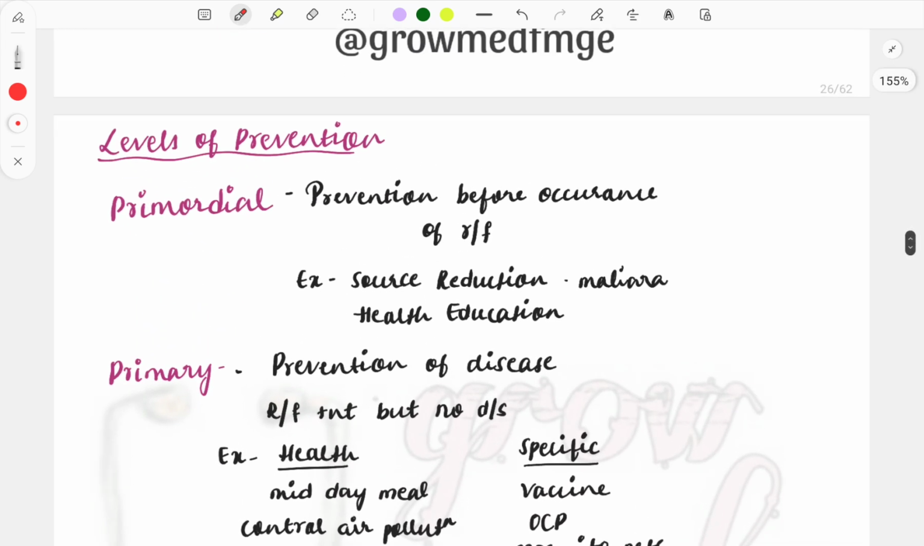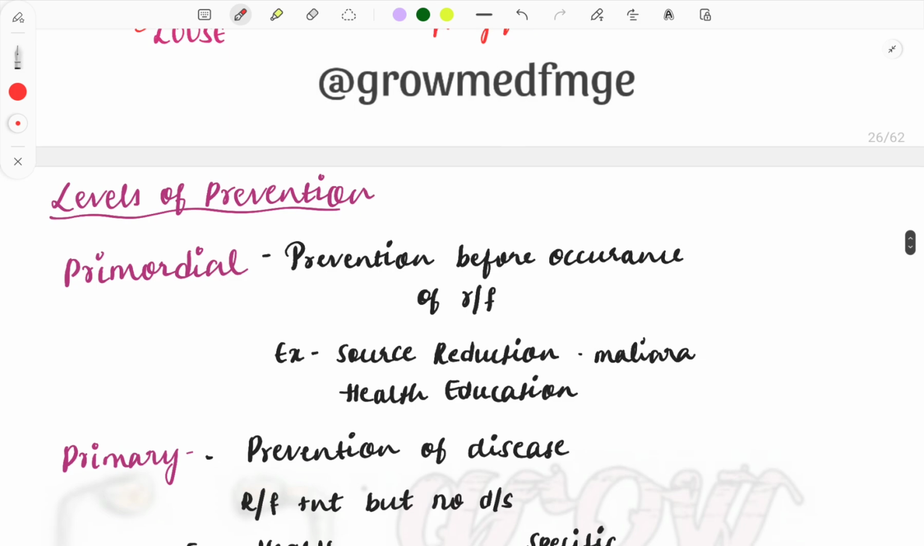Then levels of prevention, which is important from PSM. So we know that there are 4 levels of prevention: primordial, primary, secondary, and tertiary. Primordial means taking the prevention before the occurrence of the risk factors. The risk factor is absent and before that only we are taking the precaution. And in primary the risk factor is present and we are avoiding the disease from occurring. And in secondary, the risk factor is also present, the disease has started, but our main aim will be treatment of the disease and to avoid the progression of the disease.